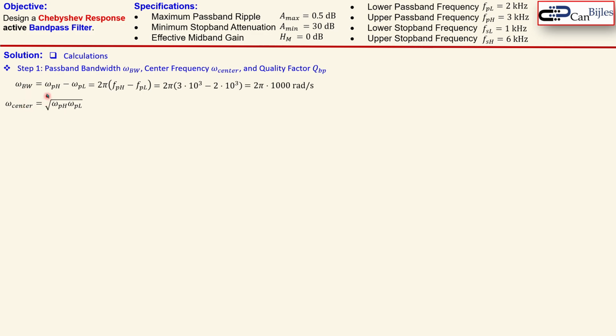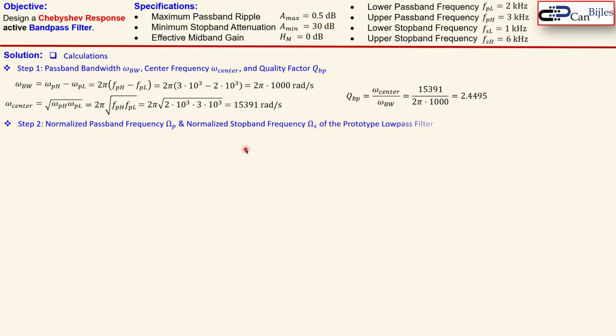The center frequency is the geometric mean of the upper and the lower passband frequency, again in radians, and that will be then calculated like so, and that will result in 15,391 radians per second. The quality factor is the omega center over the omega bandwidth, that is shown here. That will give us here 2.4495. Okay, now this is information we will use later.